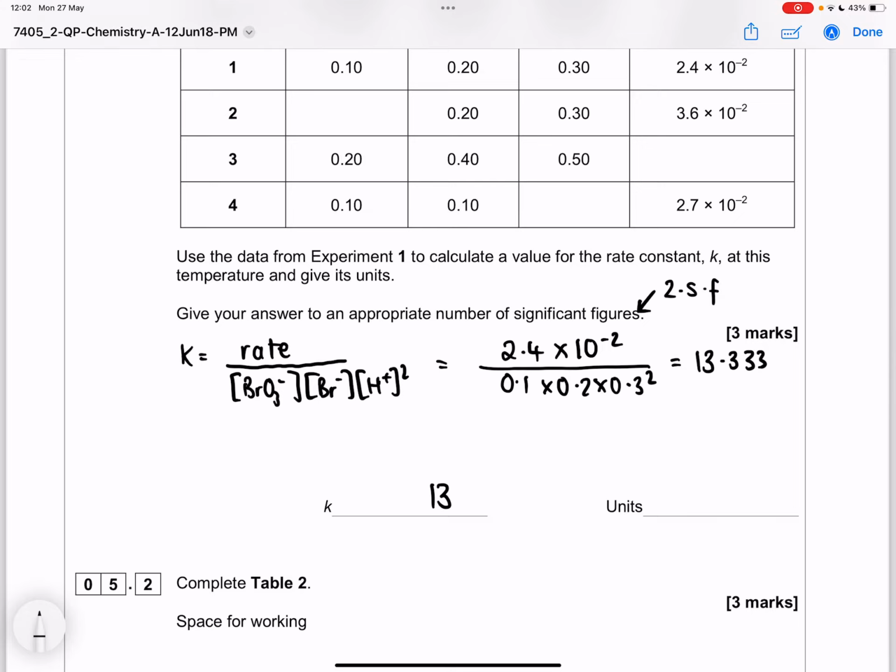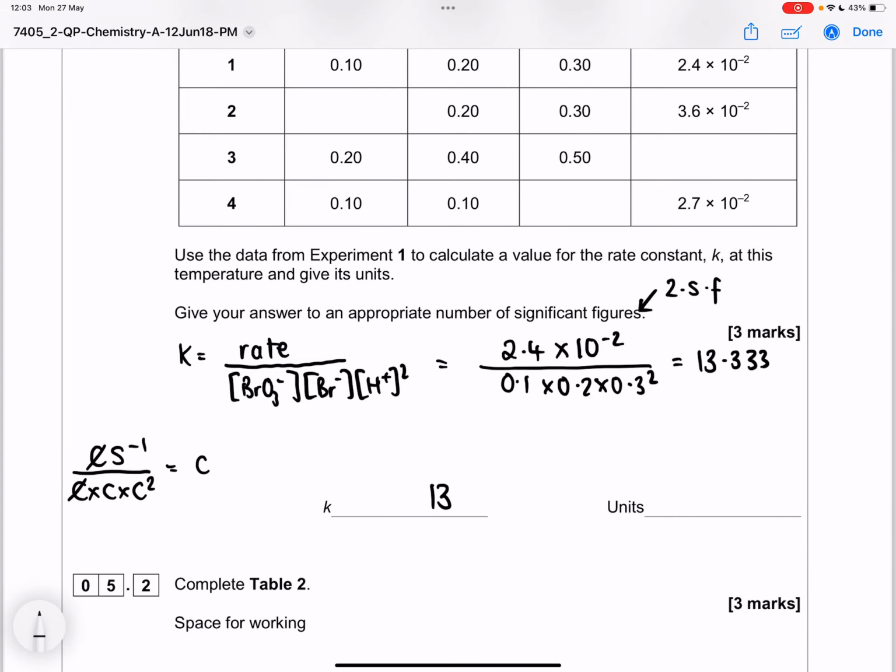Now if we have a look at this, it wants the units. So remembering that rate is the units of concentration and then seconds to the minus 1. And we've got 4 concentration terms on the bottom. So one of our concentration terms is going to cancel, and we're going to have concentration to the minus 3, then seconds to the minus 1. So that's what we get.